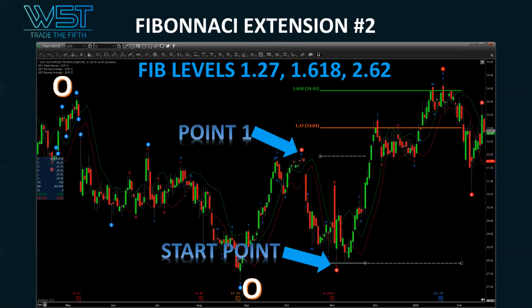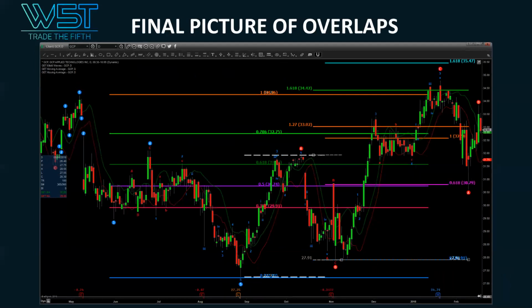Point 2 is the A pivot, okay? And then you bring it back down and click back on the B pivot. What that does is gives you the 1.27, the 1.618, and 2.62 is way up, way up. So now we've got all 3, and you can see the overlaps.